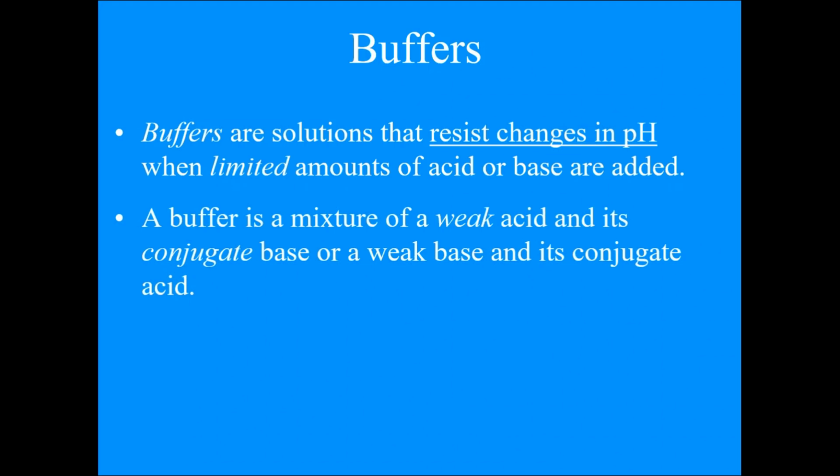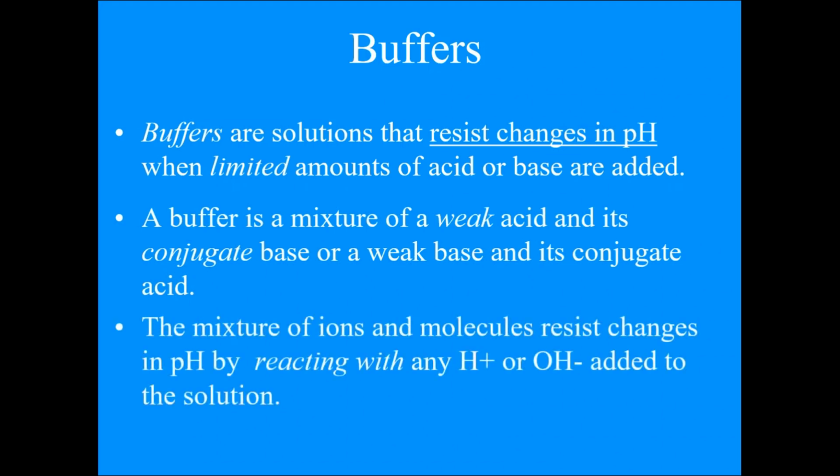In the previous lessons, when we started the chapter on acids and bases, we explained what acids and conjugate bases are. The mixtures of ions and molecules resist changes in pH by reacting with any H+ ions, hydrogen ions, or OH- ions, hydroxide ions, added to the solution.